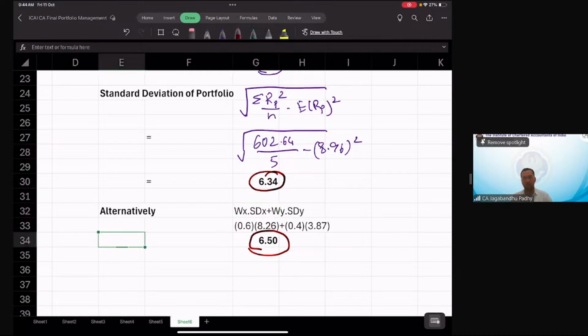It means I cannot use the weighted average formula for standard deviation. And therefore, our dear Harry Markowitz has given us some formula, which we'll discuss in the later stage. But the point is, the weighted average formula doesn't work in our given scenario. Why it doesn't work, we'll get to know about it.